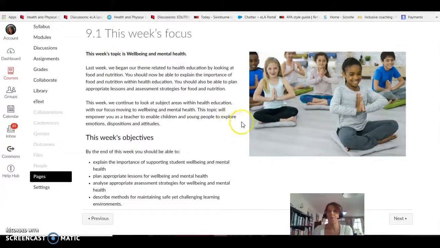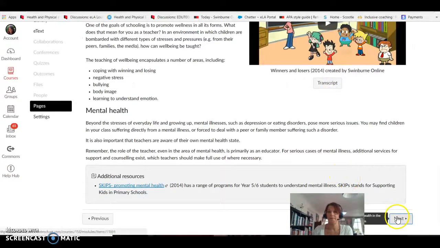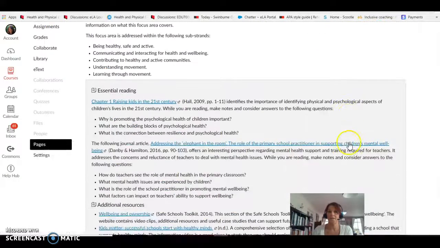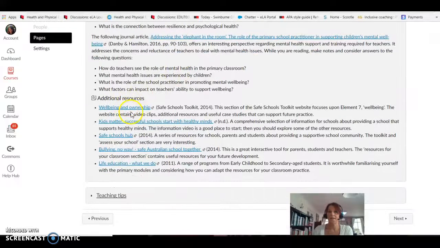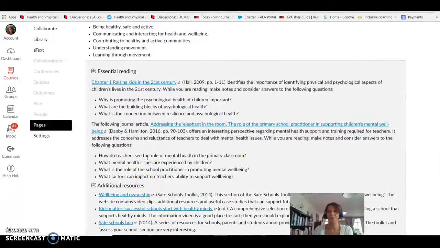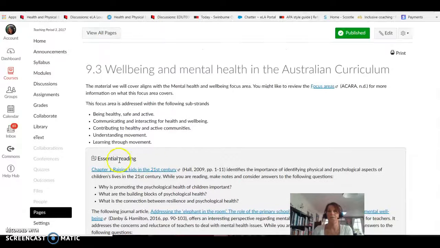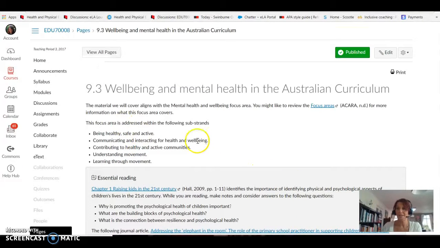And then we move into the next topic, well-being and mental health. So once again, if you're doing that topic, there's some fantastic additional resources. See, there's the essential reading, and then there's some additional resources for you. So I would really encourage you to go through and check out all the resources in those modules, and then you can seek out some extra resources such as journal articles for your assignment, because it does need to be supported by a range of scholarly literature.